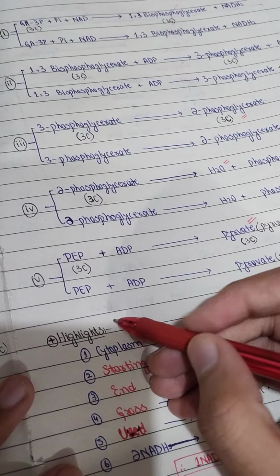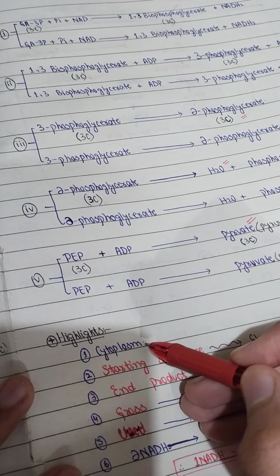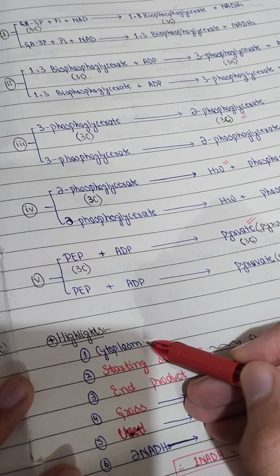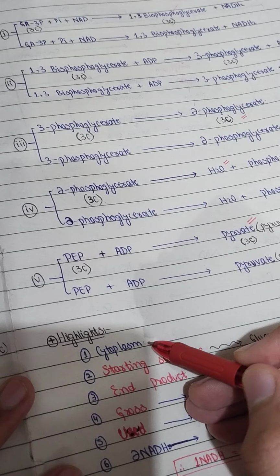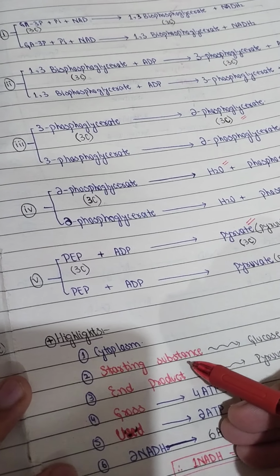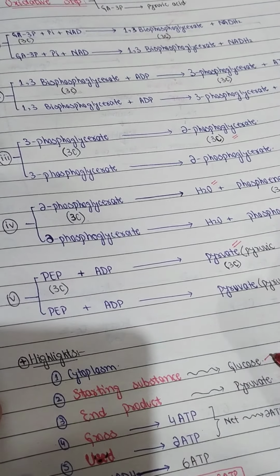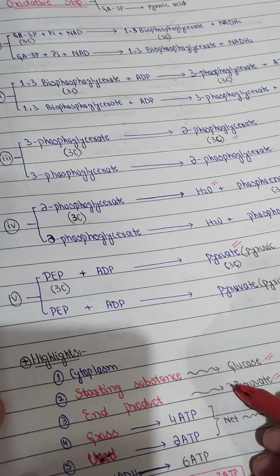Here are the products, or simply called highlights. As discussed earlier, glycolysis occurs in the cytoplasm. In cytoplasm, it occurs in the cytosol, which is the liquid part of cytoplasm, and here the glucose is present in the ring form. It is one of the MCQs which I have faced in the MDCAT. In glycolysis, the starting substance is the glucose molecule, while the end product is 2 molecules of pyruvic acid.